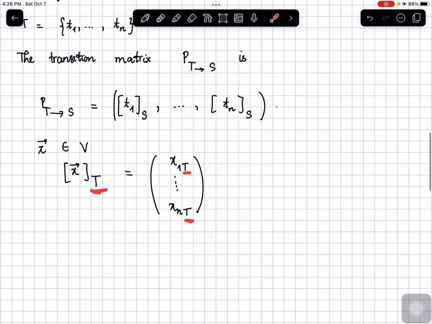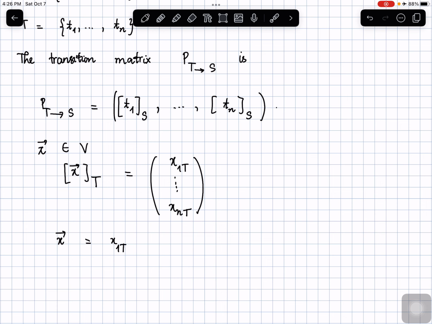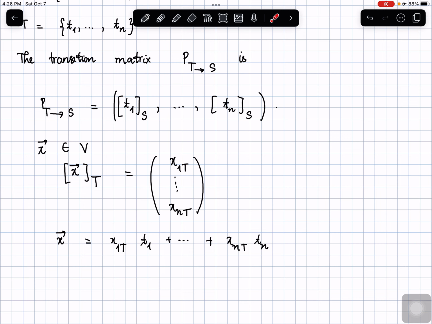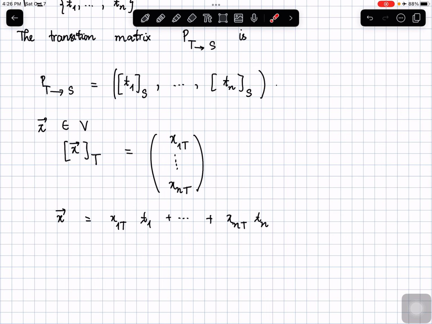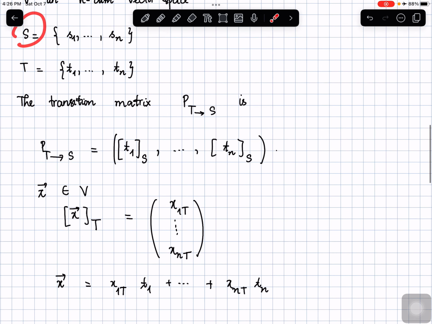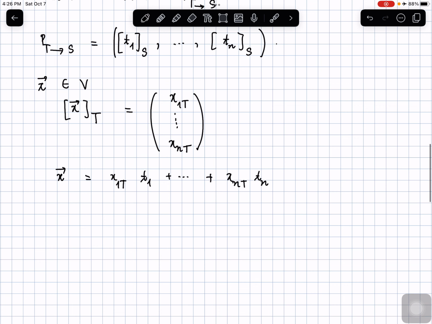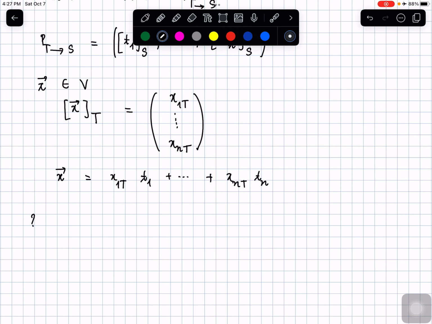Okay, and this means that x is written as a linear combination x1t T1 plus up to xnt Tn. Yes, so they are all the coordinates. They are the coordinates of vector x with respect to the basis T. And now here's the coordinate of x with respect to T. What is the coordinate of x with respect to S? The question is, what is the coordinate of x with respect to S?